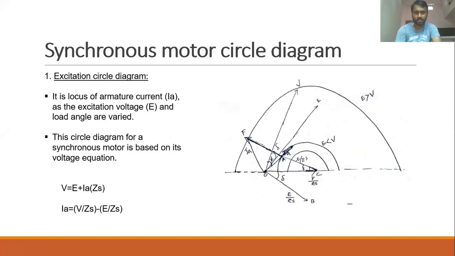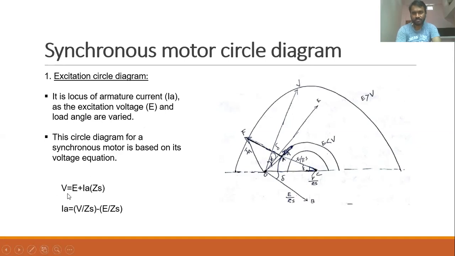First one is the excitation circle diagram. It is assumed to be a little bit complicated topic, so let's try to discuss it in the easiest way, and only up to the extent we need. Here the excitation circle is nothing but the locus of armature current and the excitation voltage when load angles are varied.